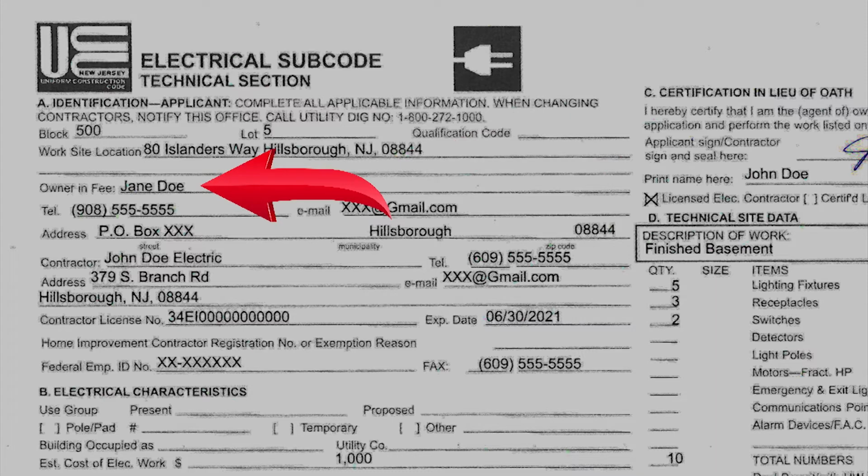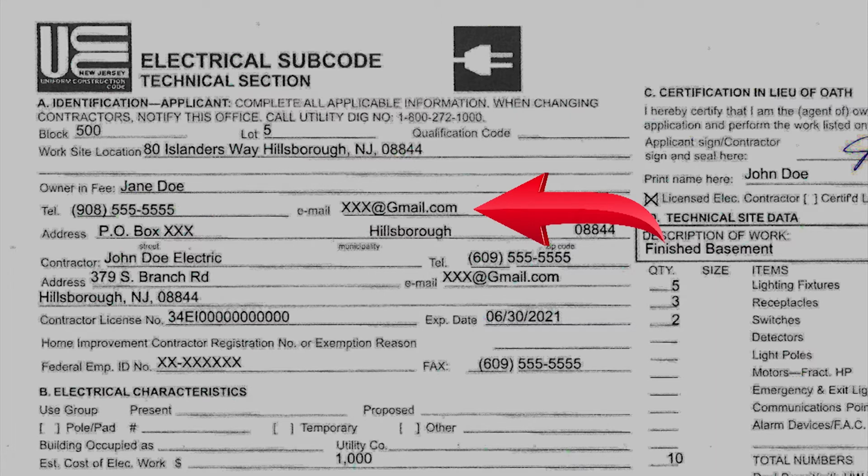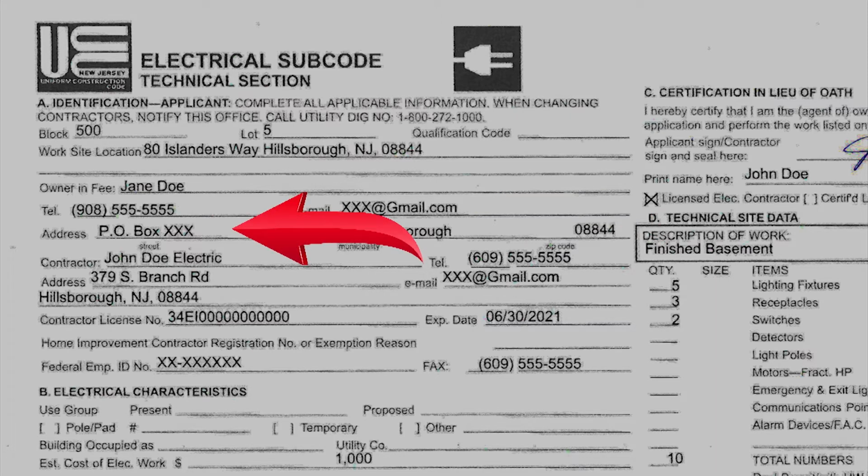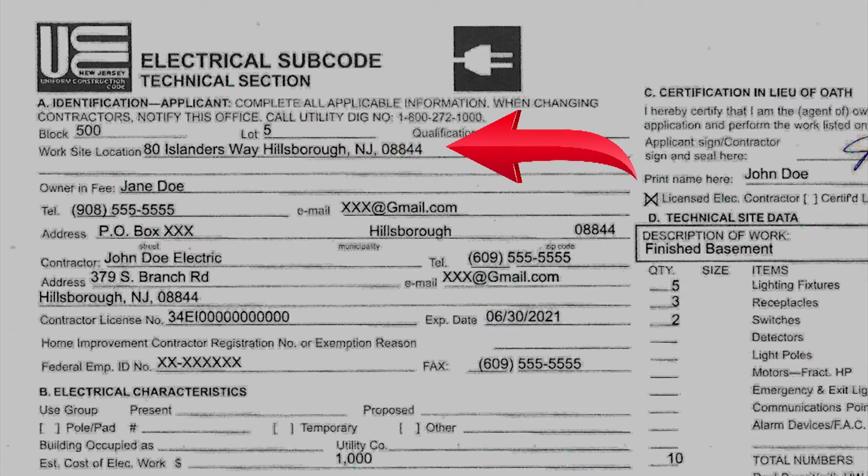Next, complete the rest of the information for the owner of the property. The telephone number, the email, the address of the owner, which refers to the mailing address if different from the worksite location. As shown in the example, the owner in fee's mailing address is different from the worksite location.